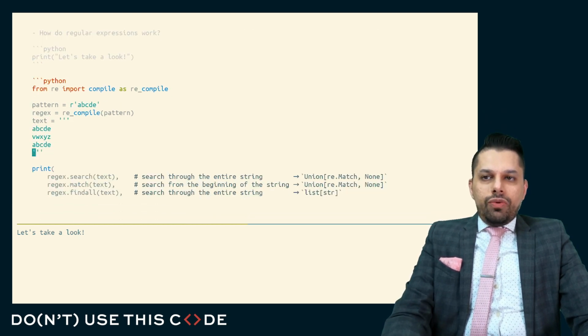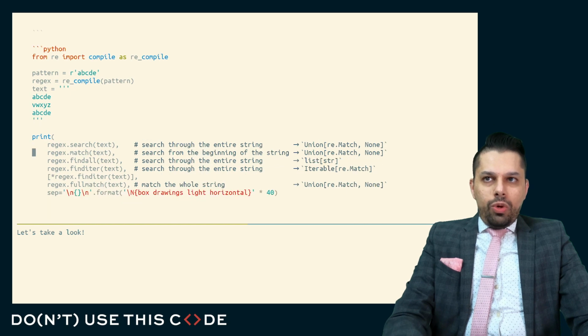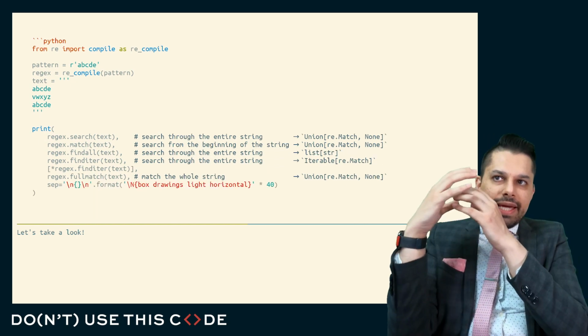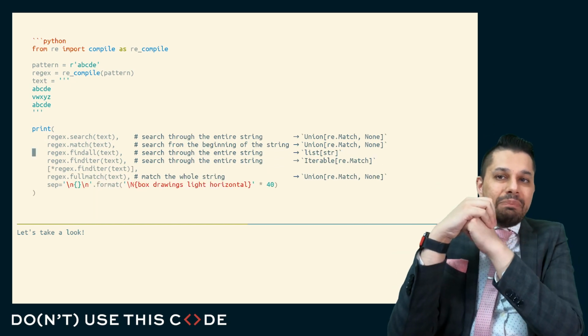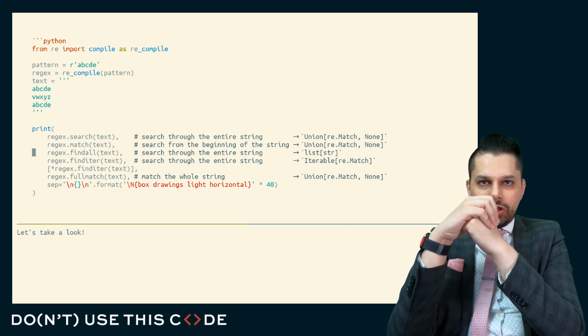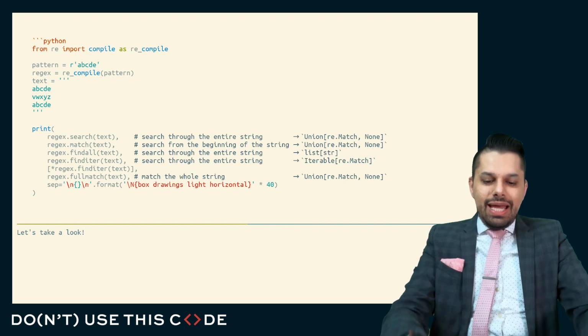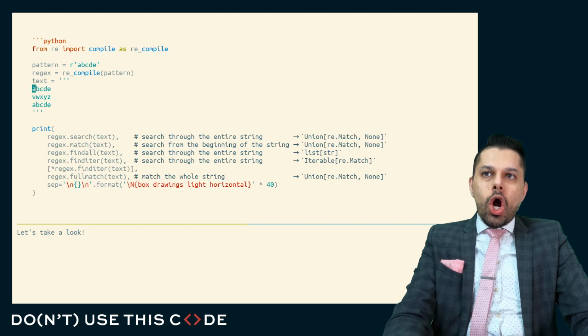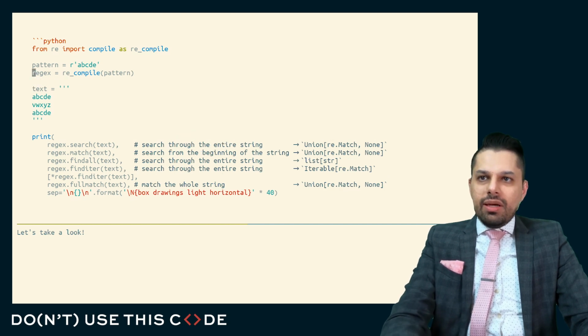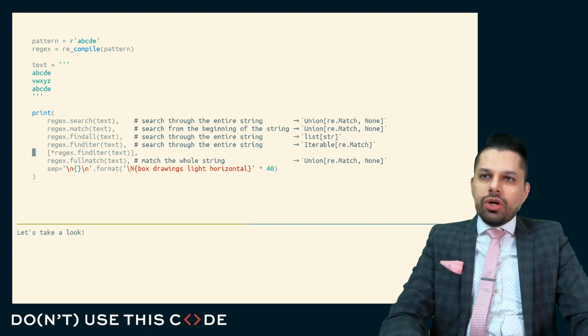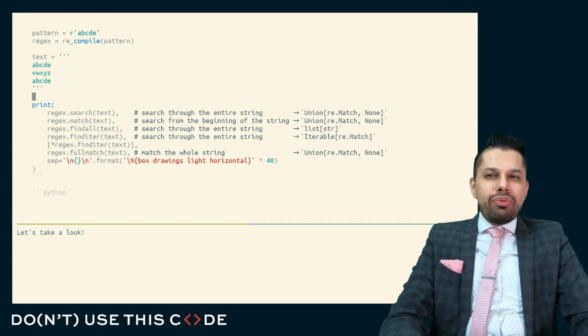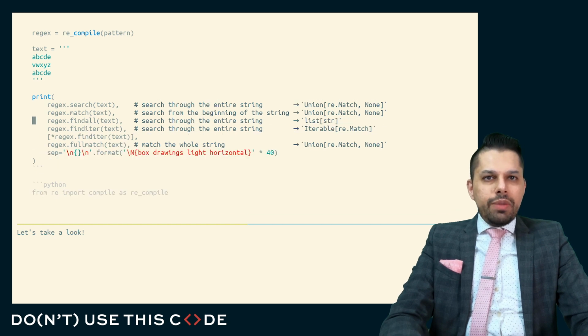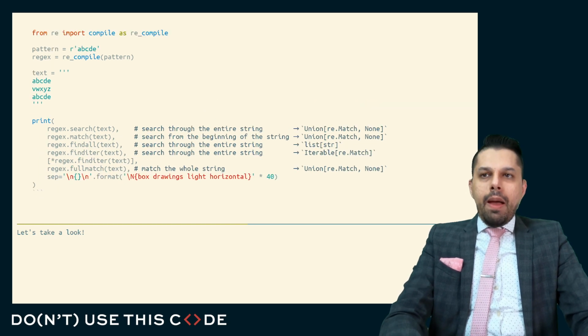Here is the general format of pretty much everything that we're going to do. I'm going to take some pattern. I'm going to compile that pattern into a regular expression. I'm going to take some text, and I'm going to call a method on this regex object. Either I'm going to call search, match, findall, finditer, or fullmatch. And probably I'll limit myself to just finditer and fullmatch. But let me show you what these are all about.